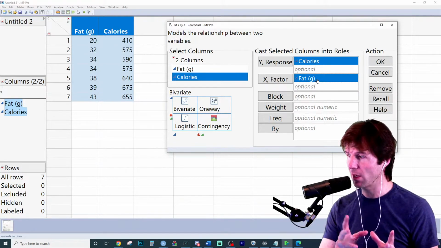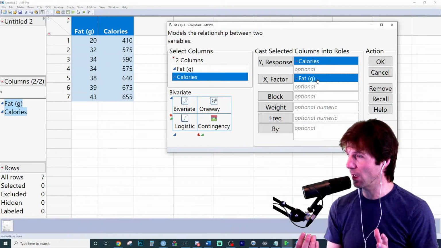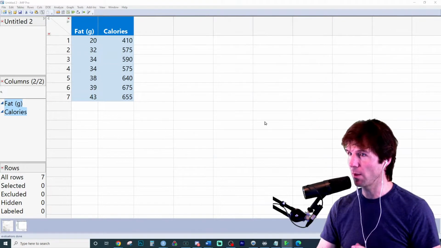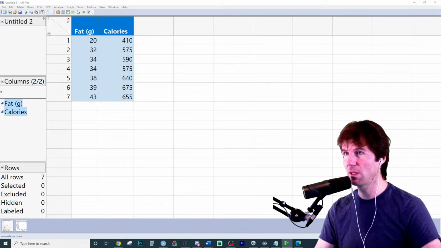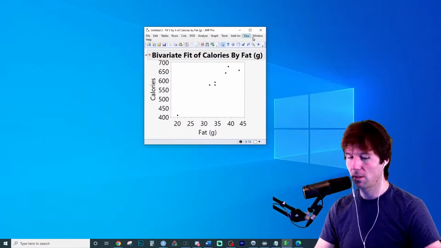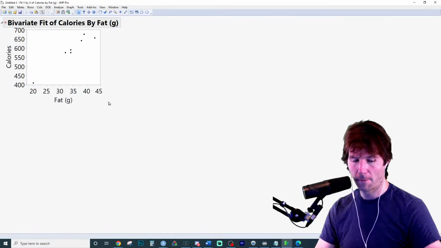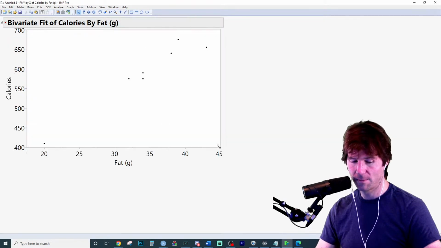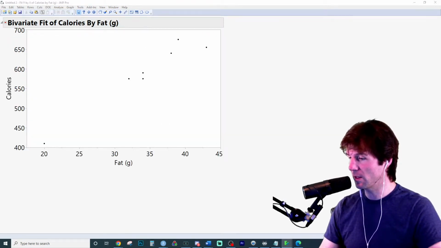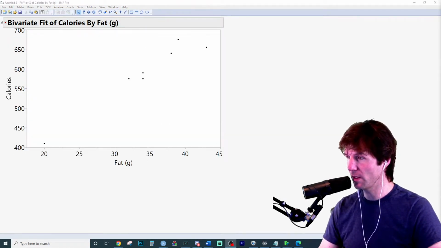Like if I know the fat, would that give me information about the calories? And so we make the following graphic right here. And what do we see? Oh, it's on the other screen. Sorry about that. Went over here. There we go. What do we see? Who sees it? What do we see?